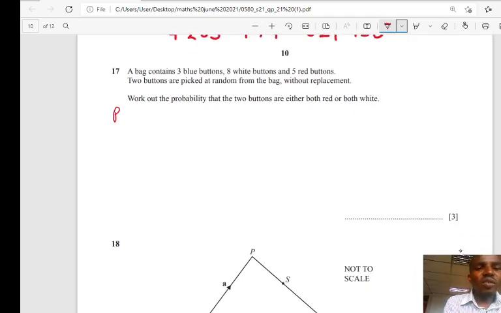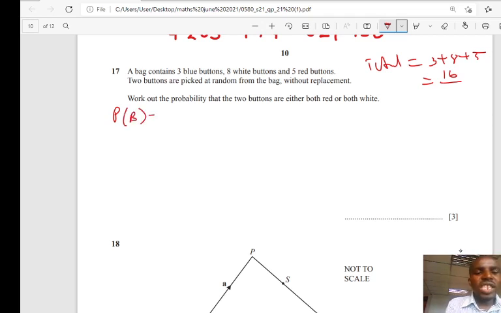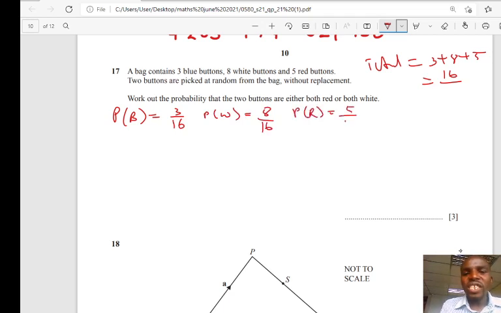So first thing, let's calculate the probability of blue, white, and red. The total number of buttons is equal to 3 plus 8 plus 5, which is equal to 16. That's the total, which means the probability of blue is equal to 3 over 16. The probability of white is equal to 8 over 16. The probability of red is 5 over 16. So these are the probabilities first, right?